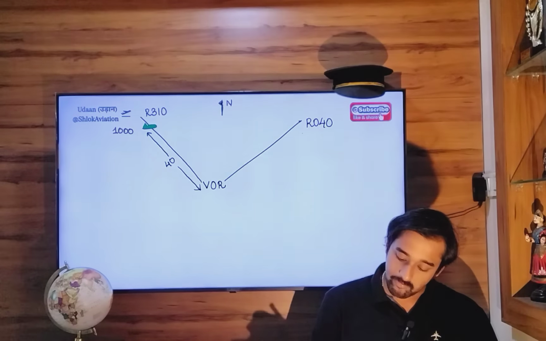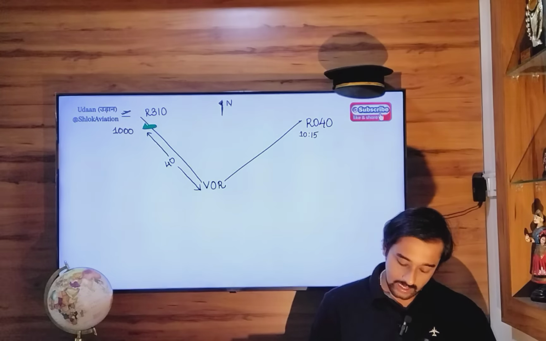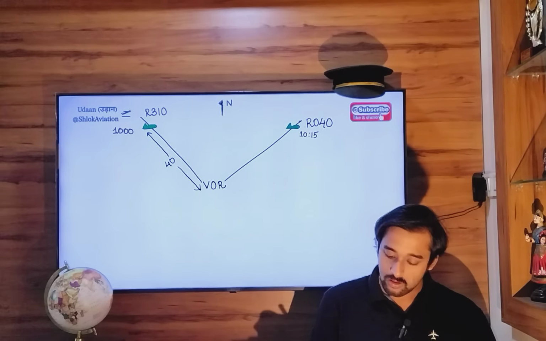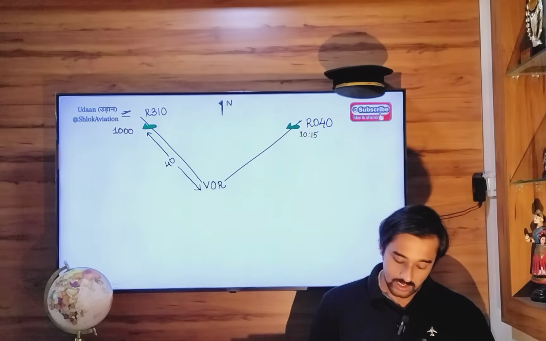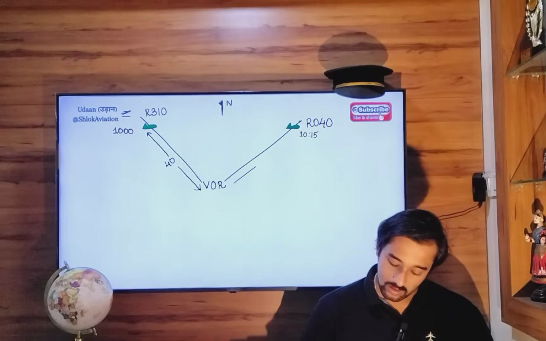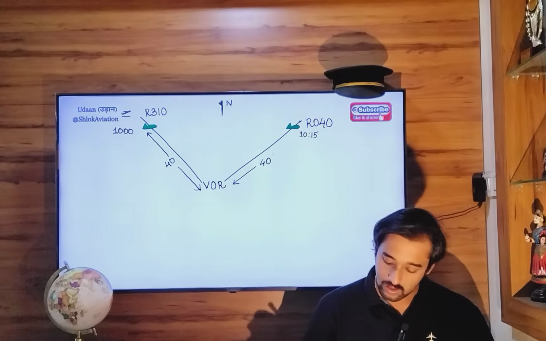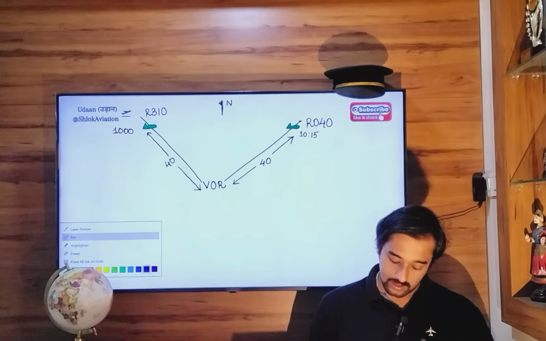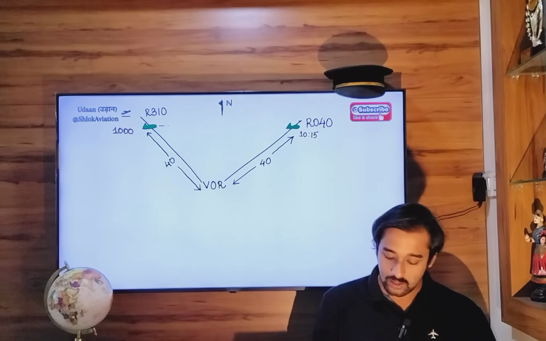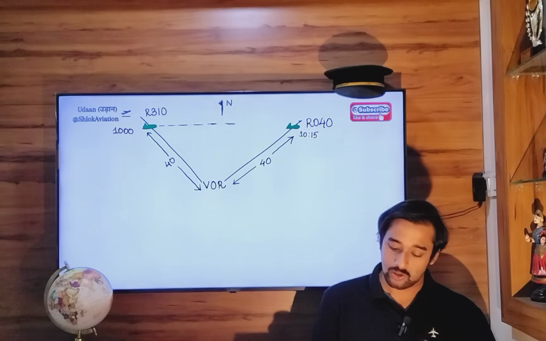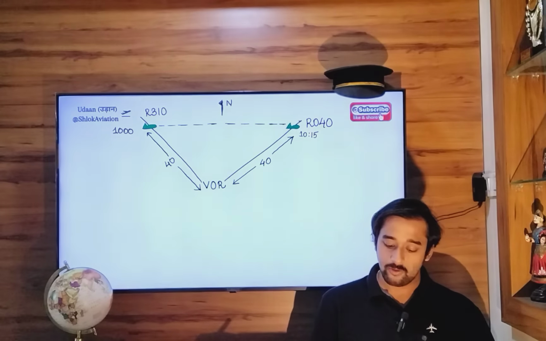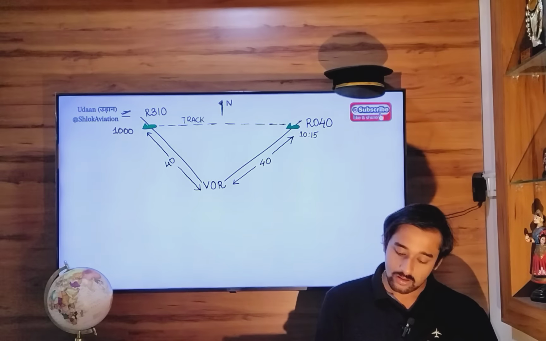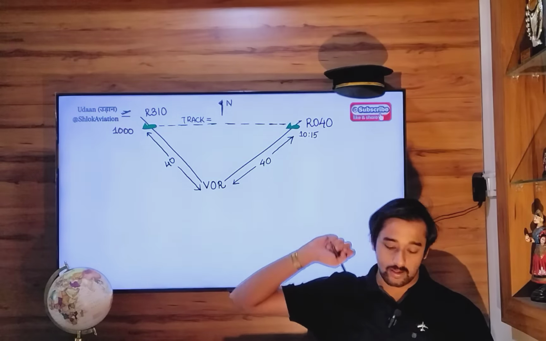At 10:15, it is on radial 040. Distance is the same, 40. Means it is traveling from this location to the next location like this. Now we have to find the track, from this location to this location.